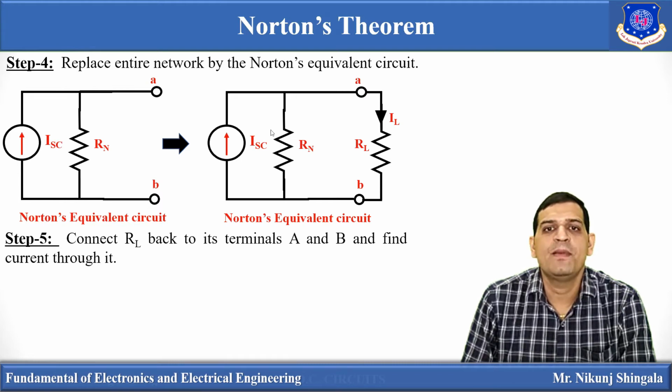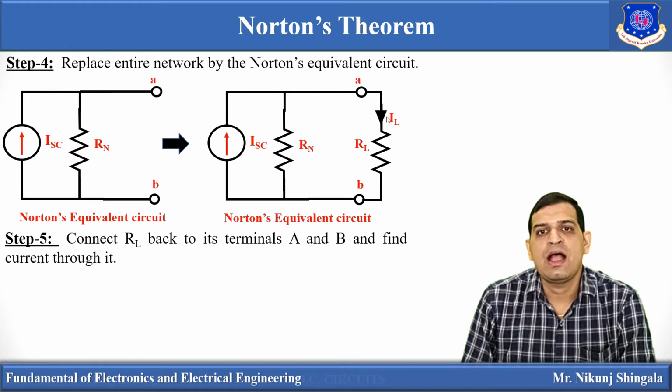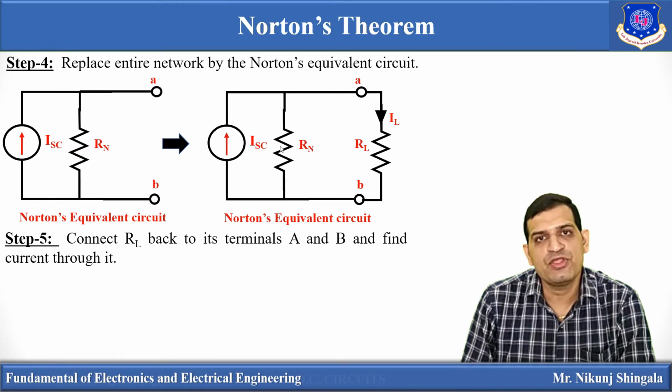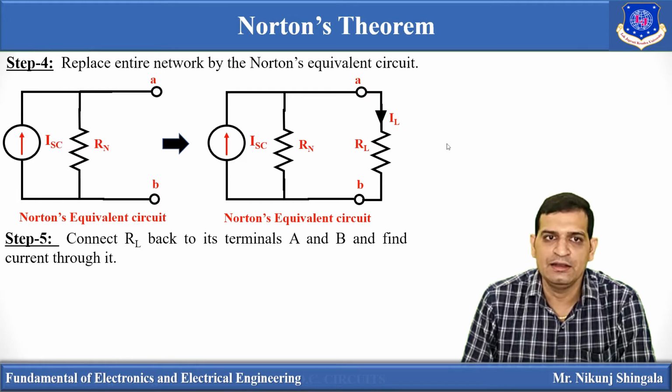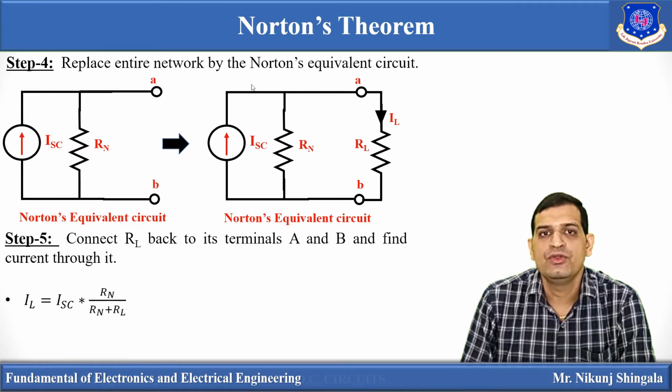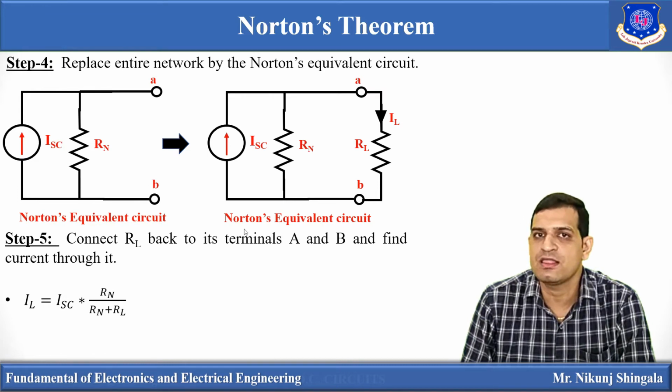So IL can be found by applying the current division rule. So IL can be written as total current IAC into opposite resistance divided by Rn plus RL. So IL is equal to total current is what? Here we have already found the total current, that is nothing but the IAC, the input current to this branch. So IL is equal to IAC into opposite resistance. The opposite resistance of RL is Rn. IAC into Rn divided by Rn plus RL.